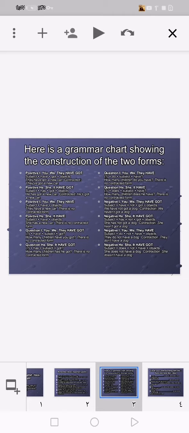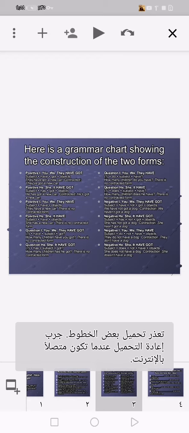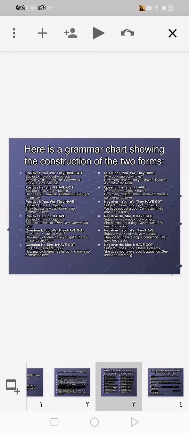Students, the first use of "have got" is positive: I, you, we, they have got; the question is: have I, you, we, they got. Number two, positive he, she, it takes "has got". Question: has he, she, it got. Positive I, you, we, they have. Also in the negative: I, you, we, they have not got, so it becomes have plus not plus got plus object. Positive he, she, it has.